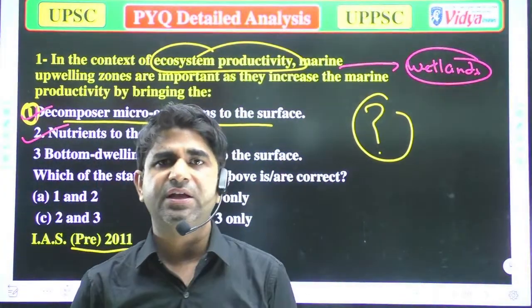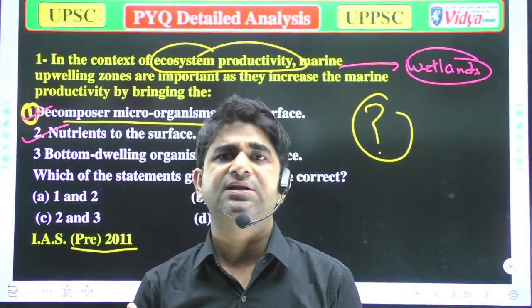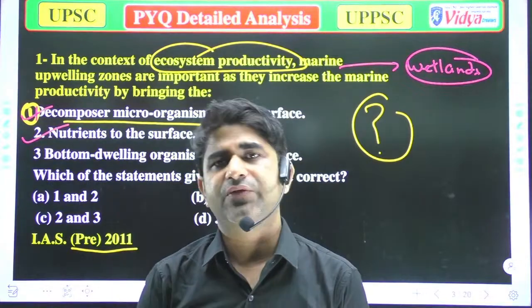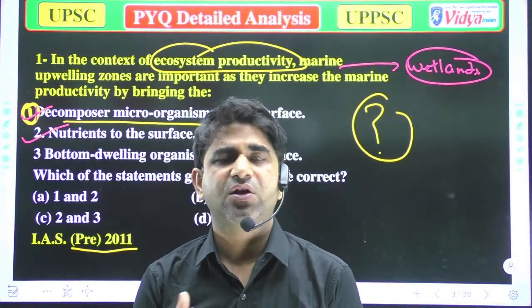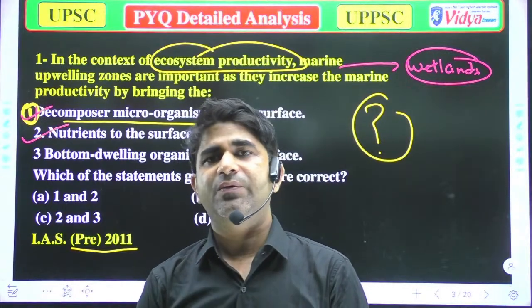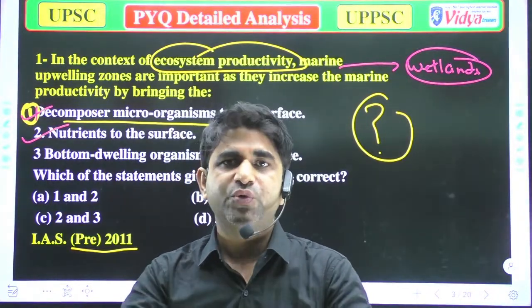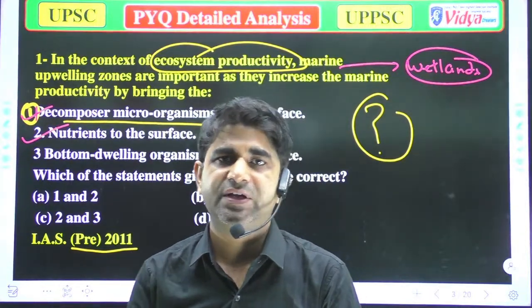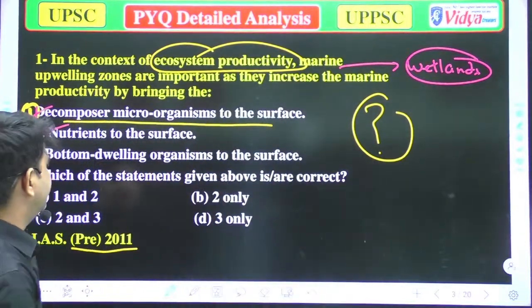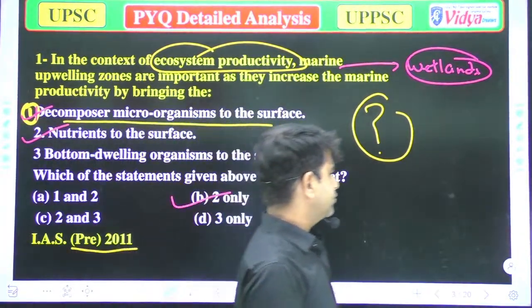Only option 2 is correct because in the ocean as well as in wetlands there is huge nutrition, and when there is huge nutrition, the organisms which grow in those areas will find more nutrition, and there will be huge biodiversity, and the productivity of those ecosystems will be very high. So only option 2 is correct. Now we'll move to the next question.